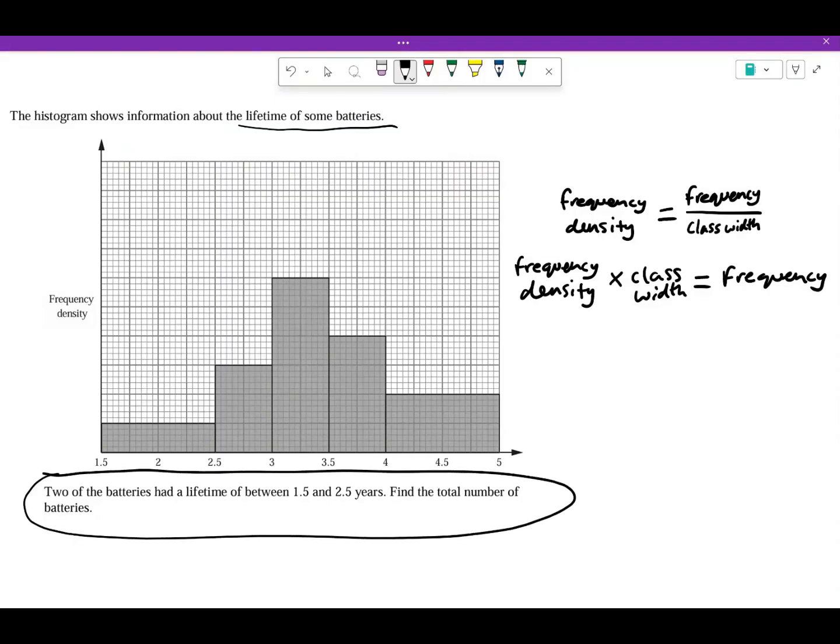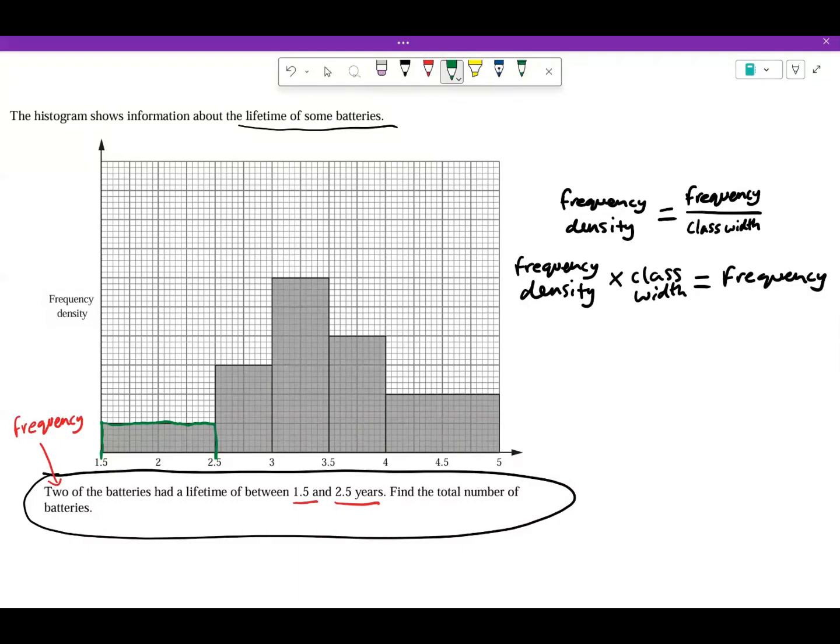So it says 2 of the batteries have a lifetime of between 1.5 years and 2.5 years. We need to find the total number of batteries. So when it says 2 of the batteries, this 2 here, that is a frequency. So they've given me a frequency, and it's specifically for between 1.5 and 2.5 years. So let's go and identify where that bar is on my histogram. Well, 1.5 is over here, 2.5 is here. Therefore, it is this first bar in my histogram that they have given me the frequency for.